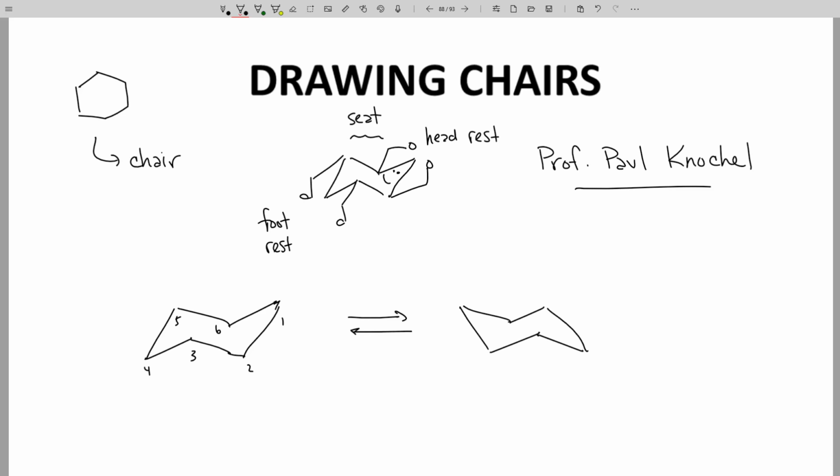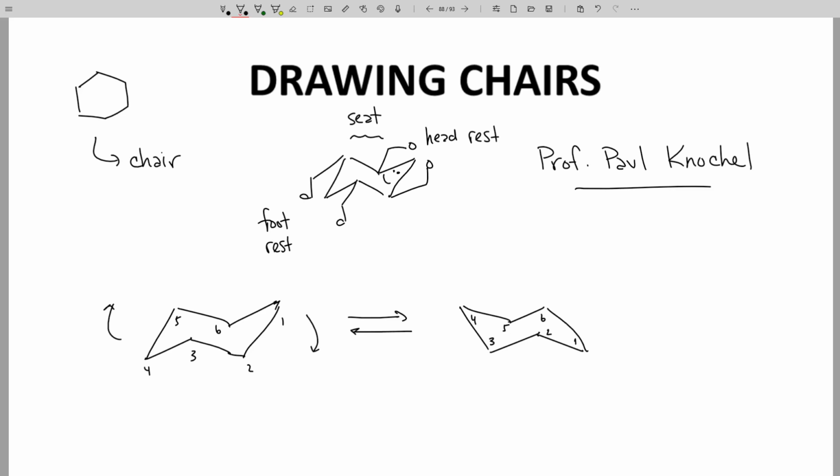Well, it hasn't turned around. This carbon has kind of bent downward, and carbon 4 has bent upward, and the seat of the chair has kind of changed. But on the far right, that is still carbon 1, 2, 3, 4, 5, 6. The carbons haven't rotated. It's just that we've refolded the shape of this molecule.